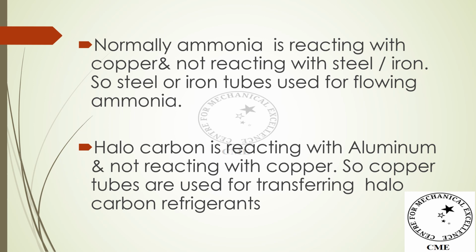But the other type of refrigerant is the halocarbon. The halocarbon reacts with aluminium and does not react with copper. So, copper tubes are used for flowing of halocarbon refrigerants. Most refrigerants are halocarbons, so the tube most commonly used for refrigerant flow is copper. But in the case of ammonia, we will use iron or steel tubes.